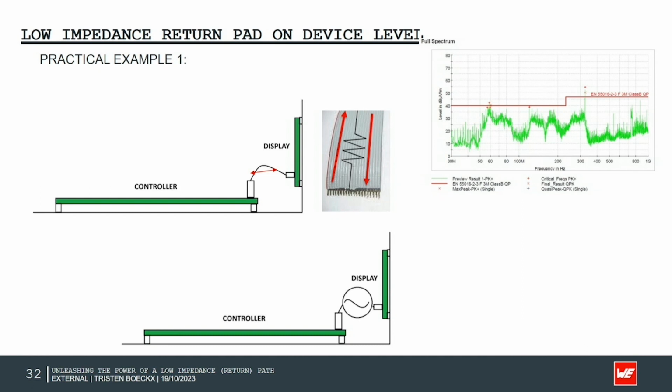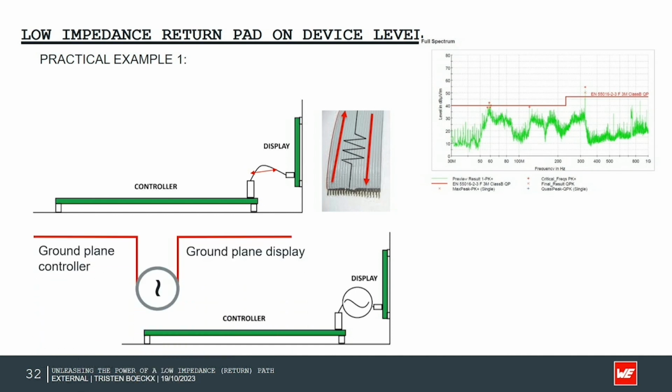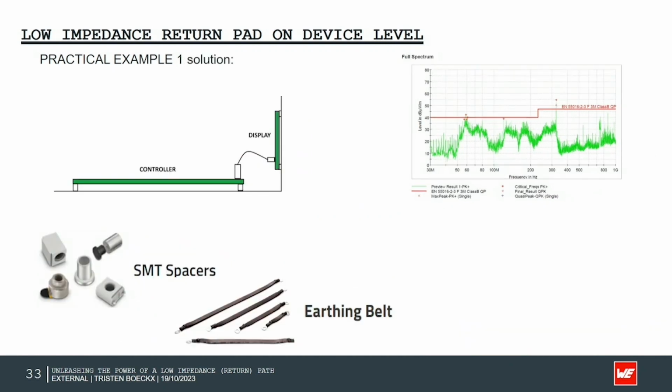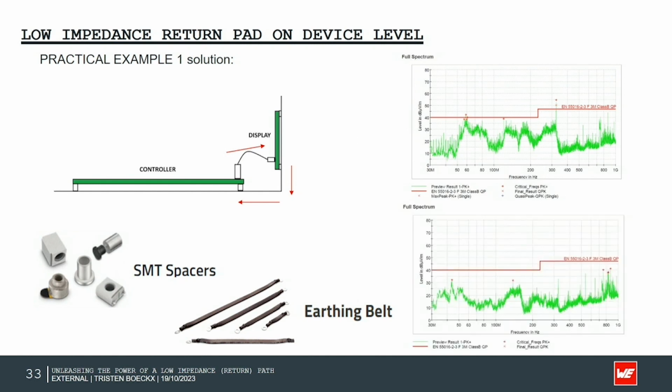Due to this impedance, there is a voltage drop, and this voltage drop introduces an antenna made of both the ground plane of the controller and the ground plane of the display. By disconnecting the display, we were able to see that the full antenna was removed and there were no radiated emissions anymore. But of course, the customer needed his display, so we had a look to see how we could solve this. By providing a low impedance return path using the mounting holes, using a spacer or an earthing belt, we were able to pass with about 10 dB of headroom to the standards.